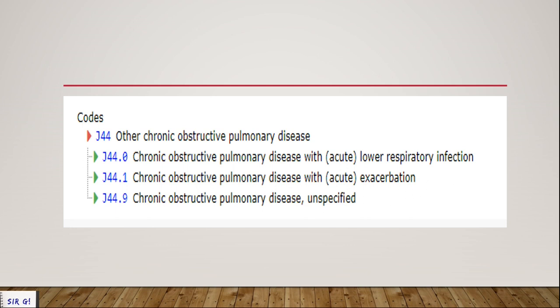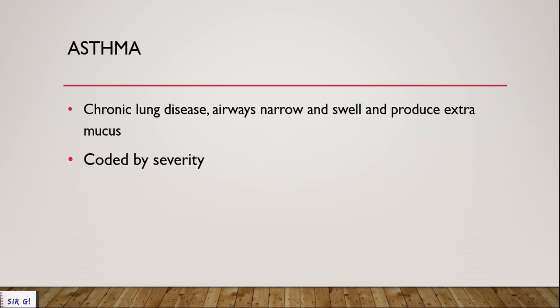Next common condition is your asthma. Your asthma is a chronic lung disease and it affects the airways. So the problem there is there's a narrowing of your airways and there's a swelling, and that swelling produces extra mucus that may lead to difficulty of breathing or cough most of the time. So your asthma is coded by severity.